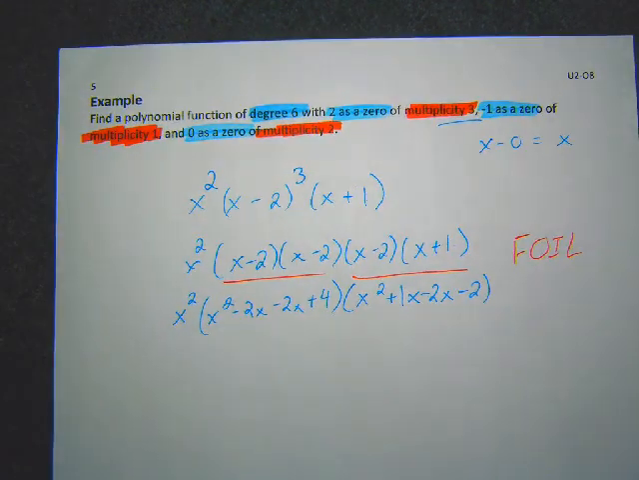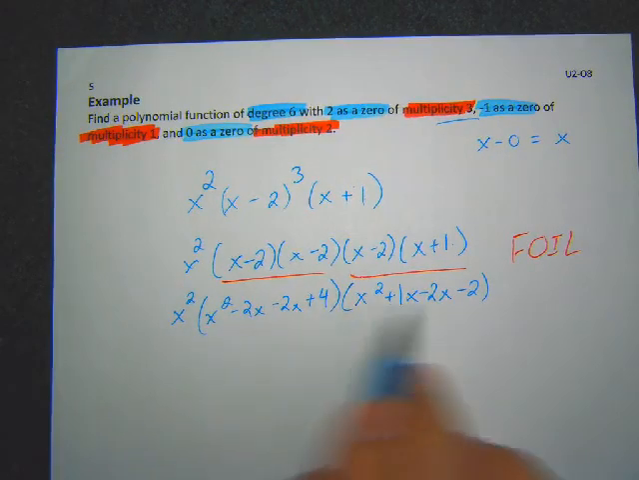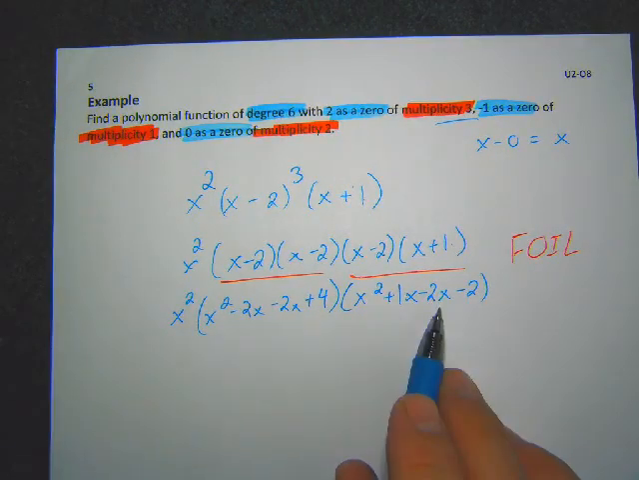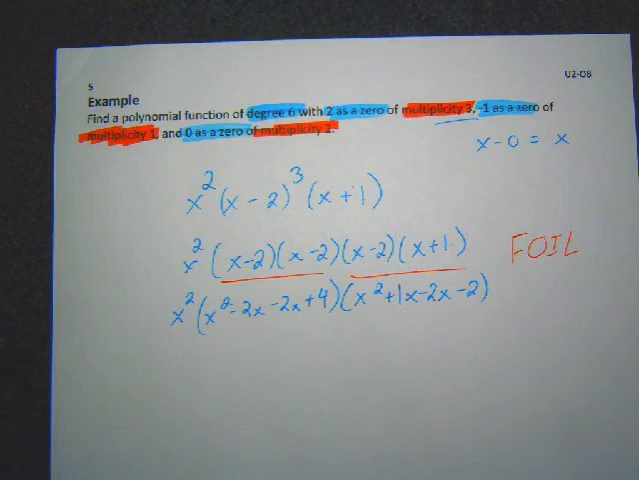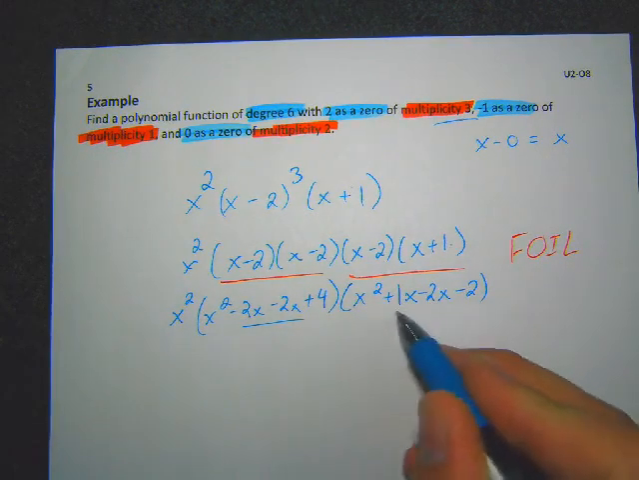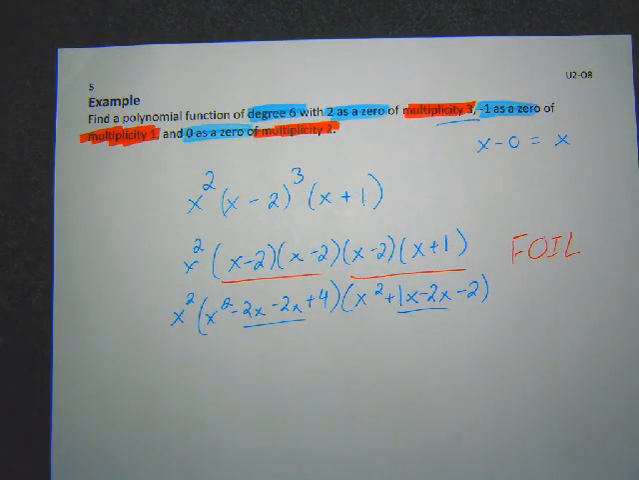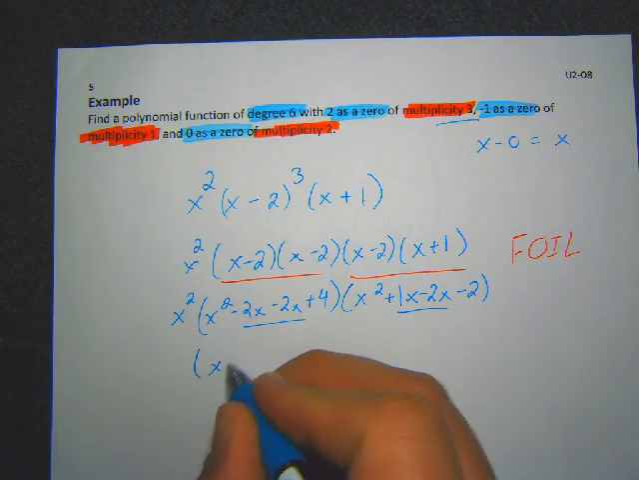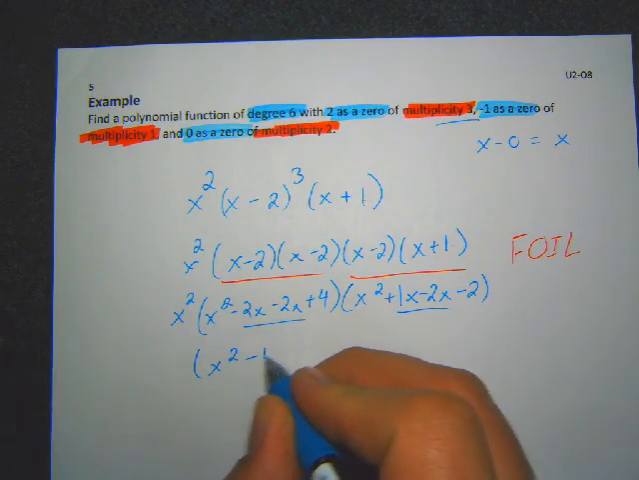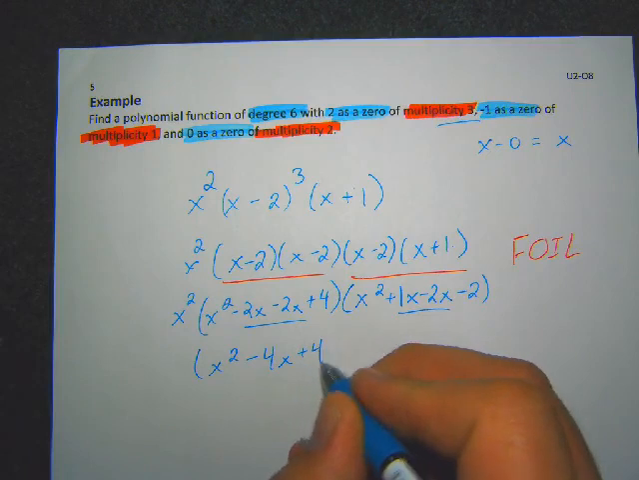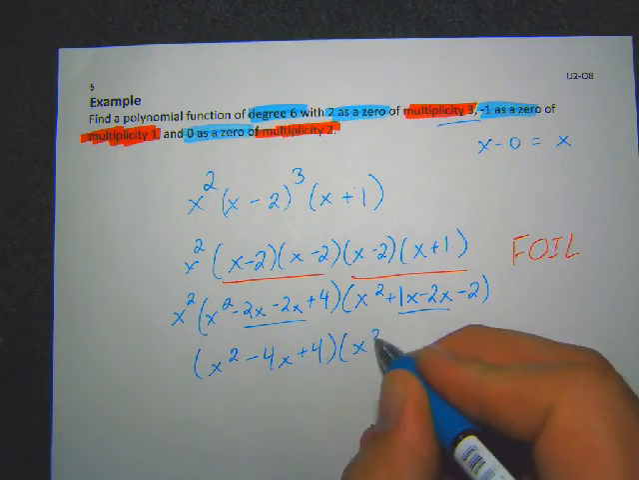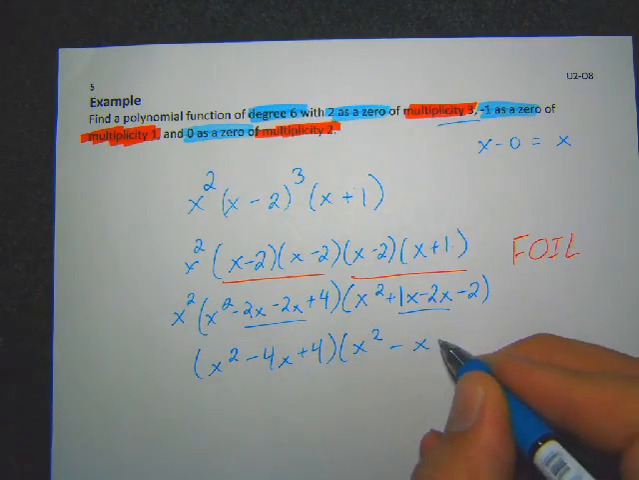Okay, made some progress. But now I need to FOIL these. But before I multiply these, I'd like to simplify them a little bit, right? You can see that the negative 2x's combine, and the 1x and negative 2x combine. So I can make this a little bit simpler. It's x squared minus 4x plus 4. And here I get x squared minus x minus 2.